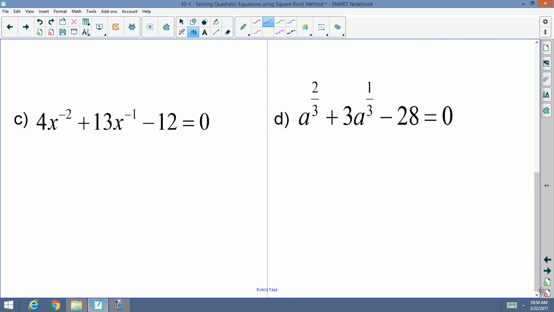Okay. What about this one? We got 4x to the negative 2 plus 13x to the negative 1 minus 12. What can the u be here? No, there is no x. What can the u be here?